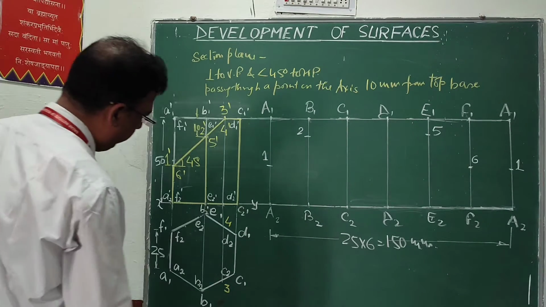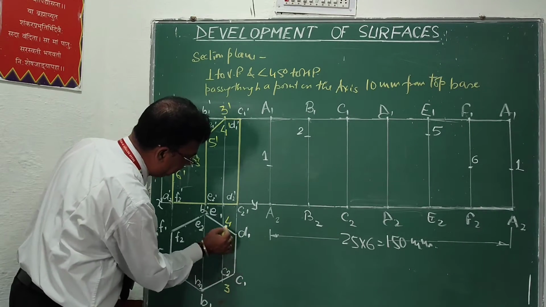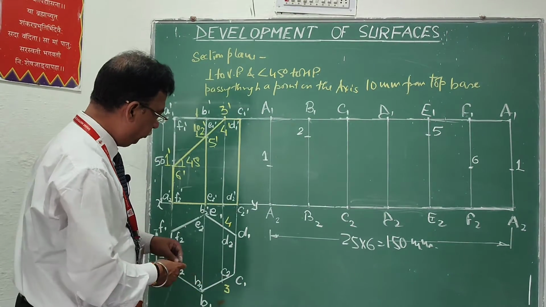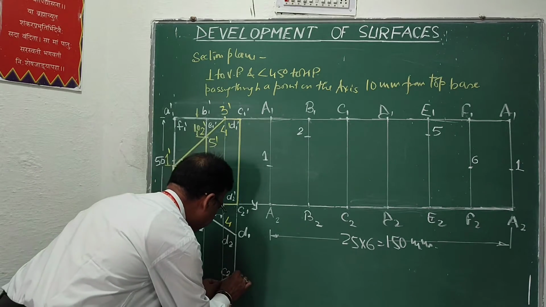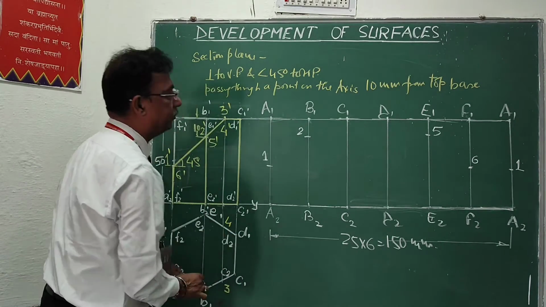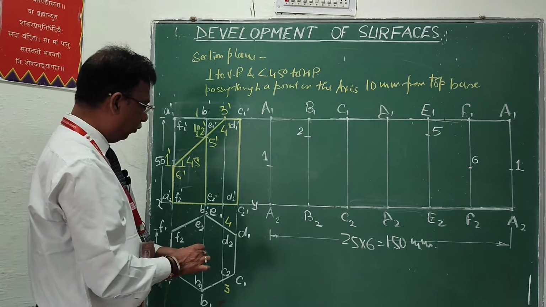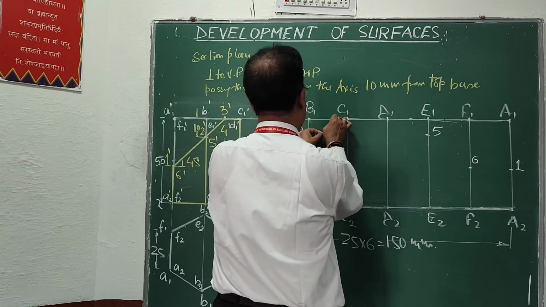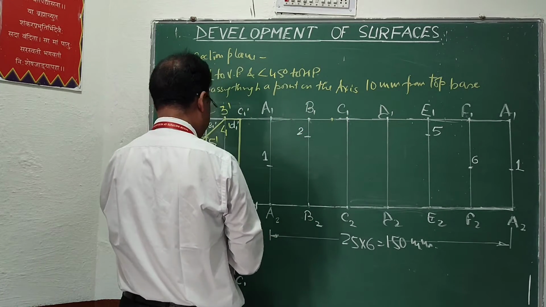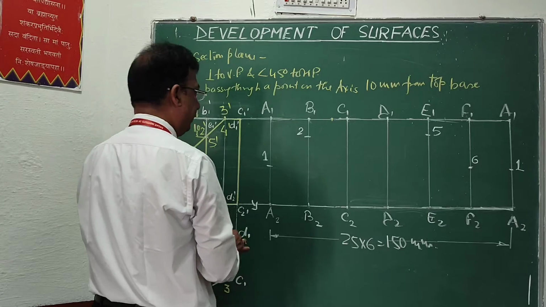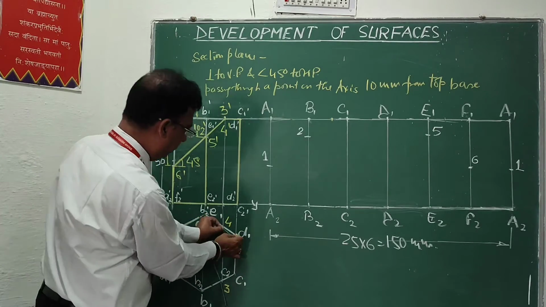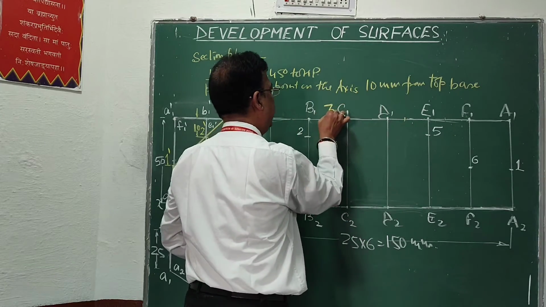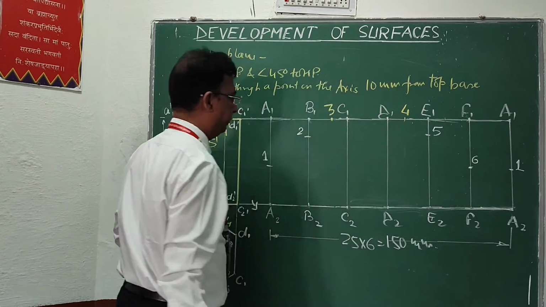Now look at this figure, this C1 3 and this D1 4 will show the true length in the top view. So I am going to pick this distance from here, that is C1 3 and that is also equal to D1 4, and this small C1 3 will be equal to C1 3 towards B, and D1 4 will be D1 towards D towards E, so that will be 0.4. So this is 0.3 and this is 0.4.